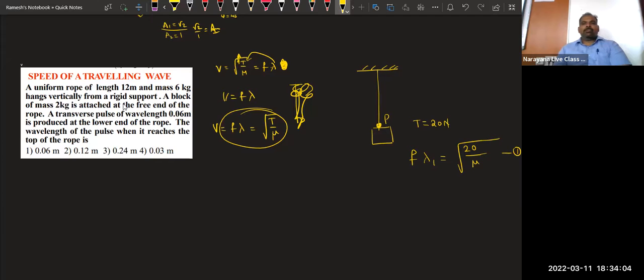Now in the second situation you have to find, at point Q, what is the tension? At point Q, it is the weight of the string plus the weight of the block. Very good, wonderful. At point Q, the weight of the rope is putting tension, the weight of the block also putting tension. So what tension at point Q? 80 Newton, very good. So I can write F into lambda 2 equal to under root of tension 80 by mu.